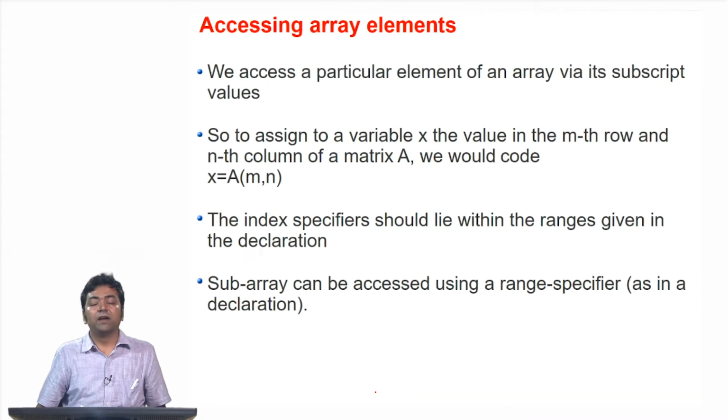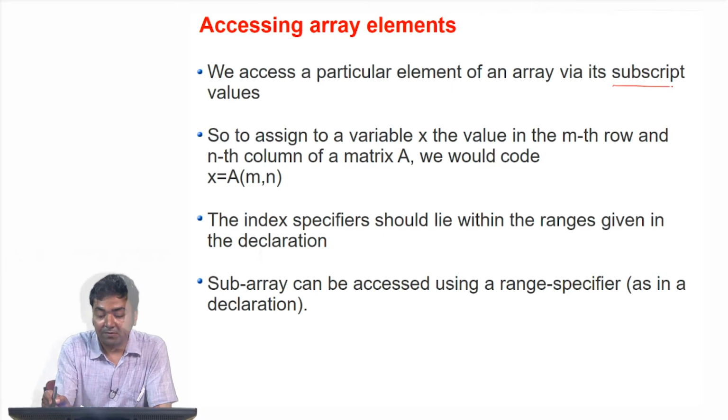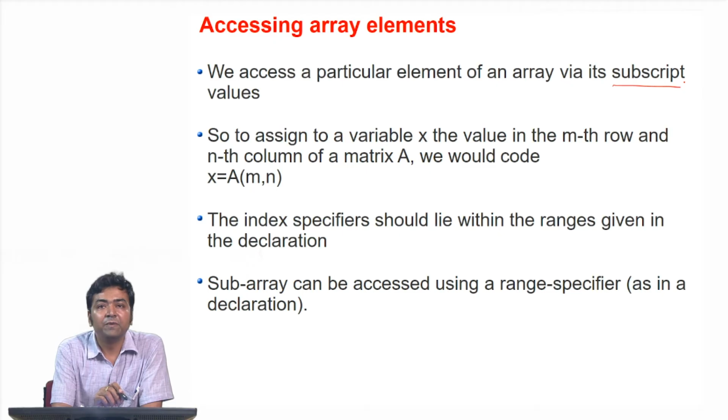Now, how does one access an element in an array? That is done by its subscript values. We access a particular element of an array using the subscript values. So, for example, to assign to a variable x the value in the mth row and the nth column of a matrix A, we could use a statement like this. Basically, what this statement means is that we take the matrix element A in the mth row and the nth column.